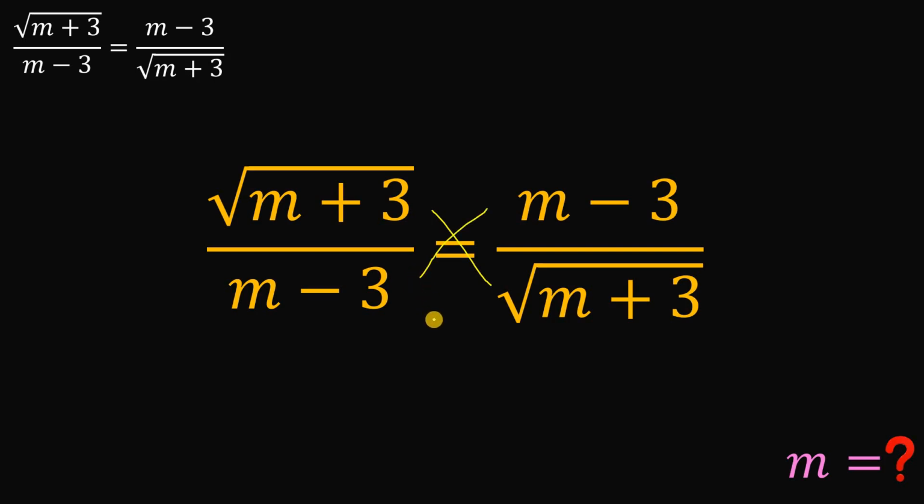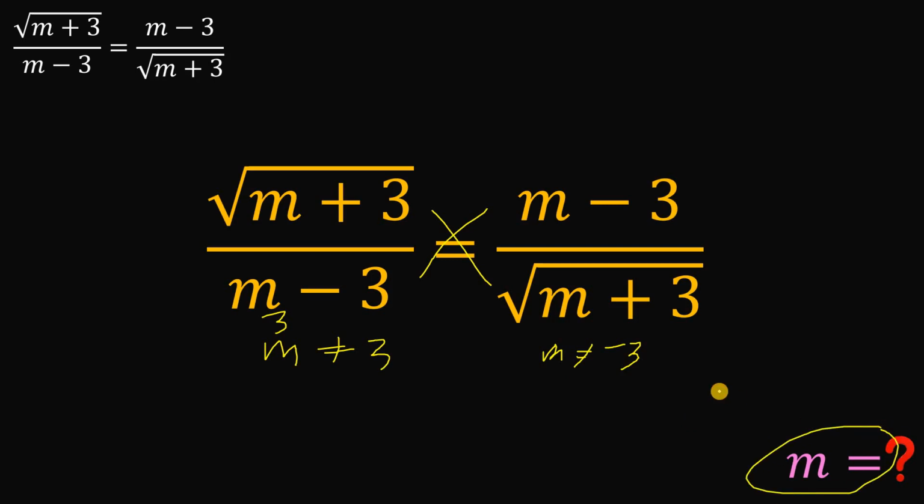And before we cross multiply, take note, this is very important, that m cannot be equal to 3. The reason: if m is 3, 3 minus 3 is just 0, and we don't want the denominator to be equal to 0. Also, m cannot be equal to negative 3, because negative 3 plus 3 is 0, and the square root of 0 is still 0. Also, m cannot be equal to negative 4, negative 5, negative 6, negative 7, and so on, because the square root of a negative number is an imaginary number, and we want a real value for m.